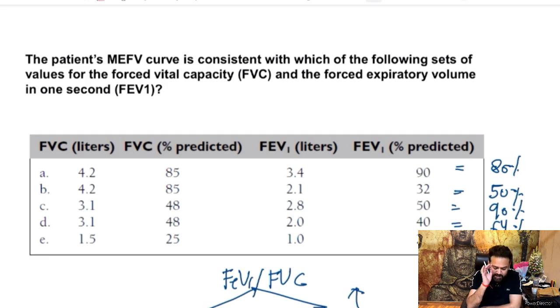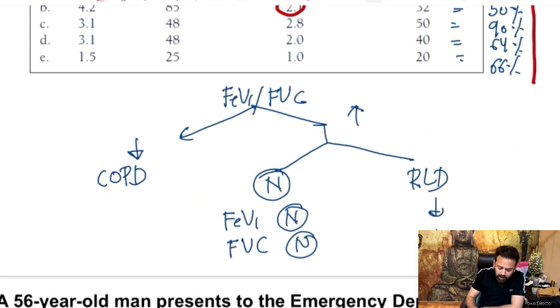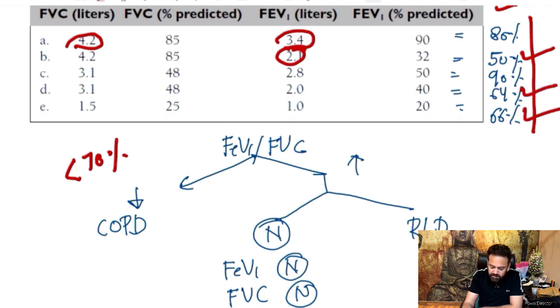Okay. So in these types of questions, what is the first step to be done? Calculate with your calculator that is given in your examination nowadays. FEV1 upon FVC. It will be 80%, 50%, 90%, 64%, 66%. This you have to calculate. Now already you know, if FEV1 by FVC is less than 70%, it is COPD. Clear cut. So this is COPD. This is COPD. This is COPD.